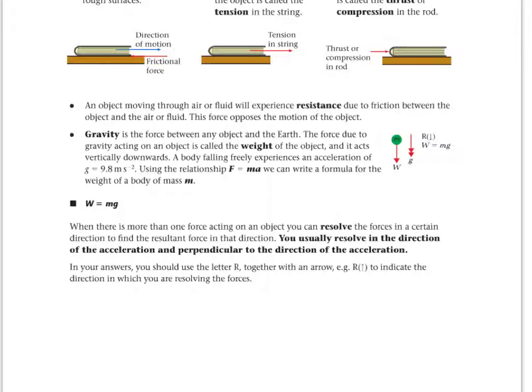An object moving through air or fluid will experience resistance due to friction between the object and the air or fluid. This force opposes the motion of the object. So, friction in air can kind of be considered as resistance.